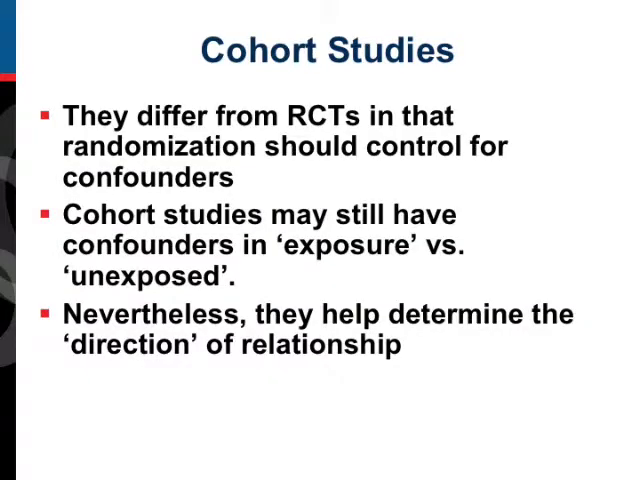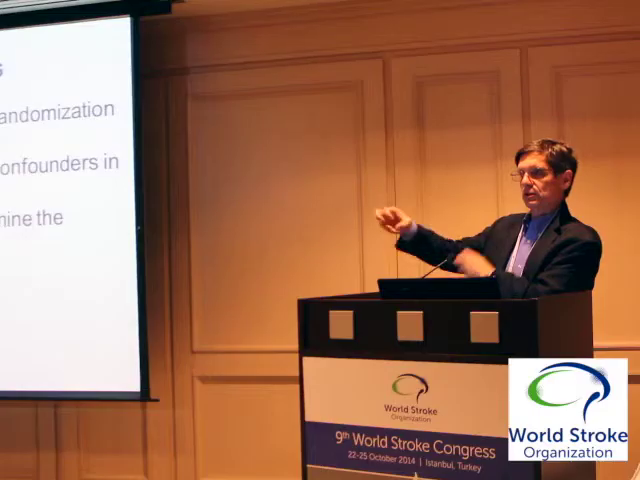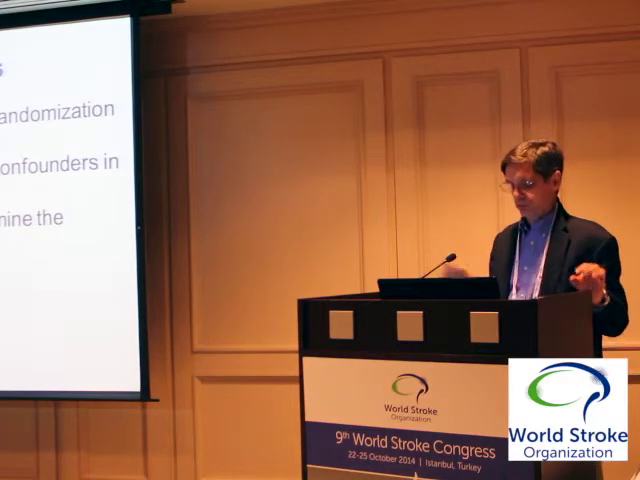They differ, though, from randomized controlled trials, in that in a randomized controlled trial, the randomization controls for confounders, as George already said. Cohort studies can still have confounders between the exposed and the unexposed that you can measure and know about, but also ones that you haven't measured and don't know about. But, as he also pointed out, it determines the direction of a relationship, because you started out with the exposure and you ended up with the outcome, rather than having an outcome and an exposure and asking what the relationship is. So you have this clear directional relationship.